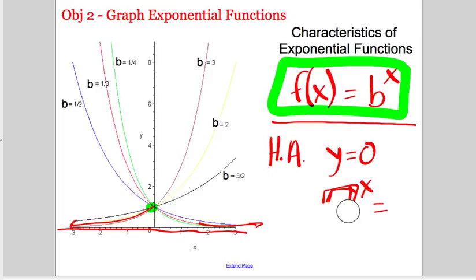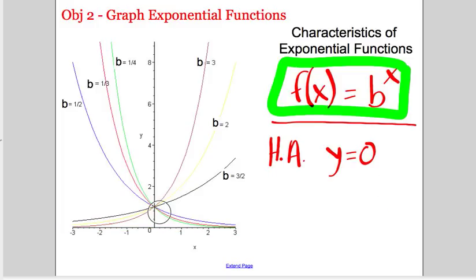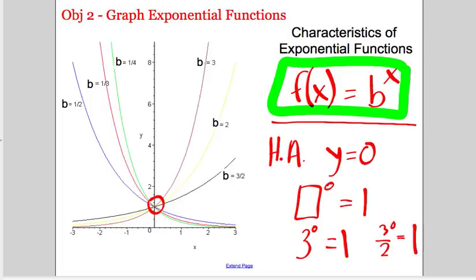So that's the first characteristic that you want to write down about exponential functions. The second characteristic has to do with a very key point that we just noticed here, 0, 1. No matter what your b value is, if you plug in 0, you will always get 1. Any number like 3 to the 0 power is 1. 3 halves to the 0 power is 1. These are always going to be equal to 1. Again, it's as long as this base is a positive real number that's not equal to 1.